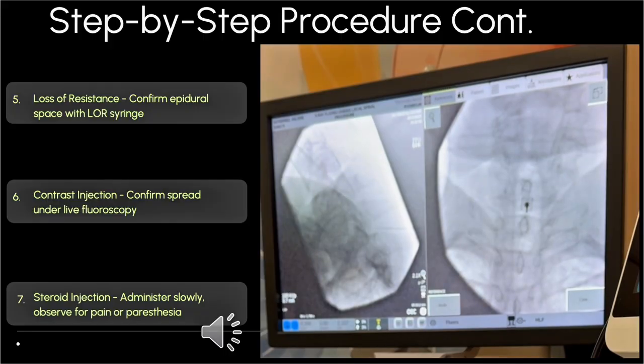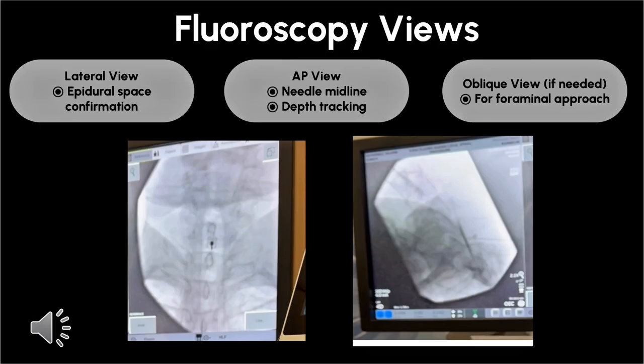As depicted in the video, I like to keep my final AP image on the right side as I advance in the lateral using fluoroscopic guidance. AP, lateral, and sometimes oblique views are helpful. The lateral view ensures safe depth. Contrast spread should outline the epidural space. If you see rapid vascular washout, stop immediately.